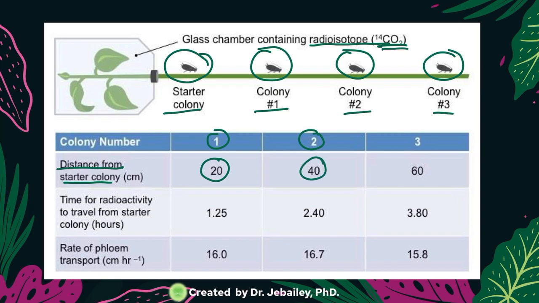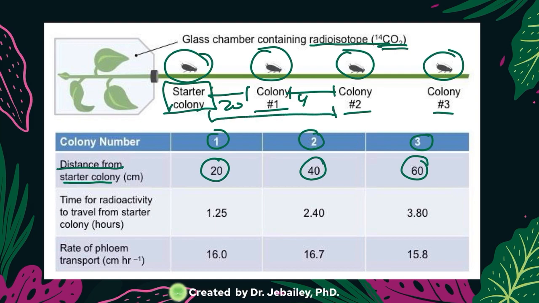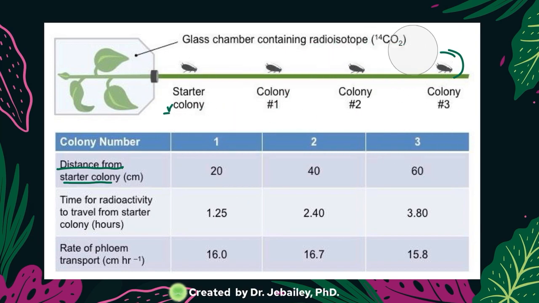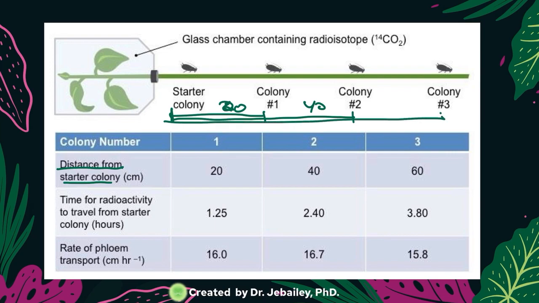The second one is 40, and the third one is 60. So this is just the distance from the start. It's basically saying from here to here is 20, from here to here is actually, wait, from here to here is 40, and then from here to here is 60. Wait, it's a little bit crowded. Let me draw this again. So when we say distance, from the start colony to here is 20, and then from here to here is 40, and then from here to here is 60.